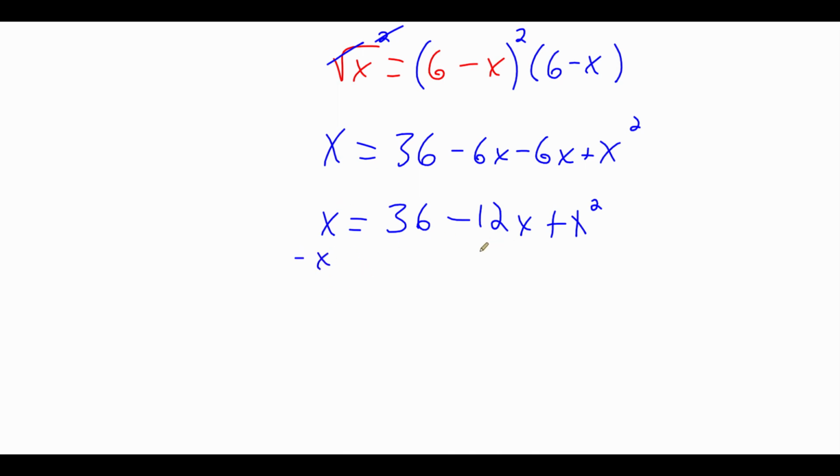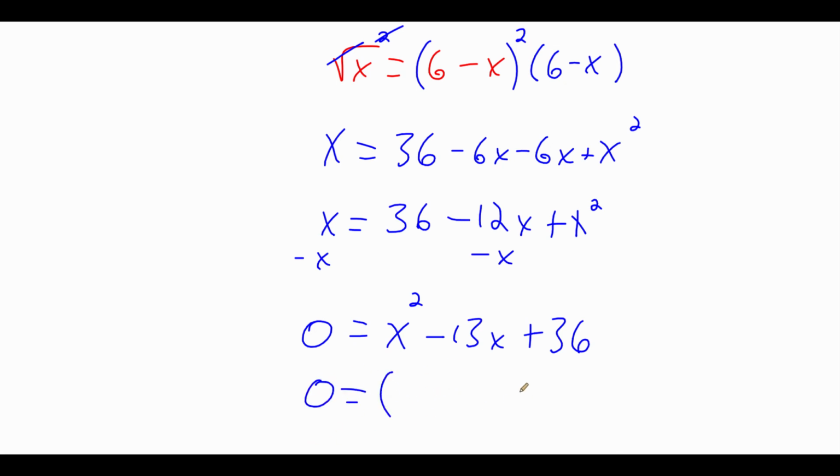So I'm going to subtract this x over to the right-hand side. Now as we're doing this, I'm going to rearrange this so that it's in power descending order. So this is going to be x squared minus 13x plus 36 equals that 0. Now this equation is factorable, so we get 0 equals. To get that x squared, we're just going to need a couple of x's. We want to think about the things that are going to multiply to 36 but add up to negative 13, and that's going to be negative 4 and negative 9.